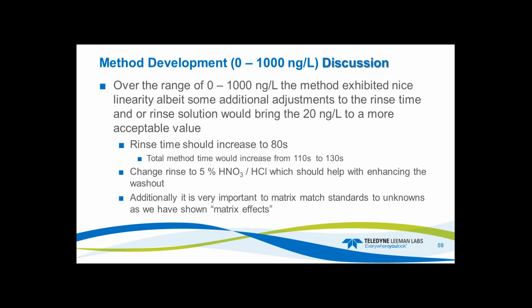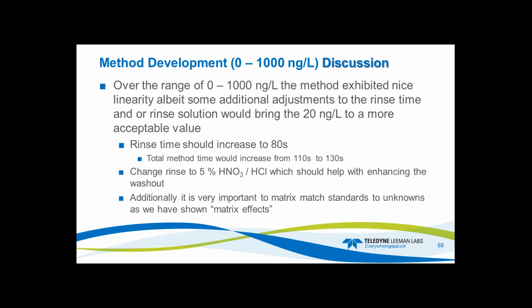So over the range of 0 to 1,000 nanograms per liter, the method exhibited nice linearity, but some additional adjustments could be made to the rinse time or rinse solution to bring that 20 nanogram per liter into a more acceptable value. The rinse time could be increased to 80 seconds. That would take our total analysis time from 110 up to 130. That's still acceptable for trying to run calibrations of 0 to 1,000 nanograms per liter.